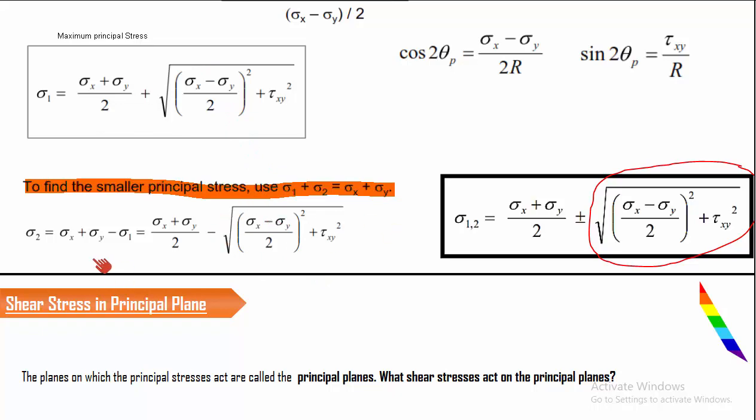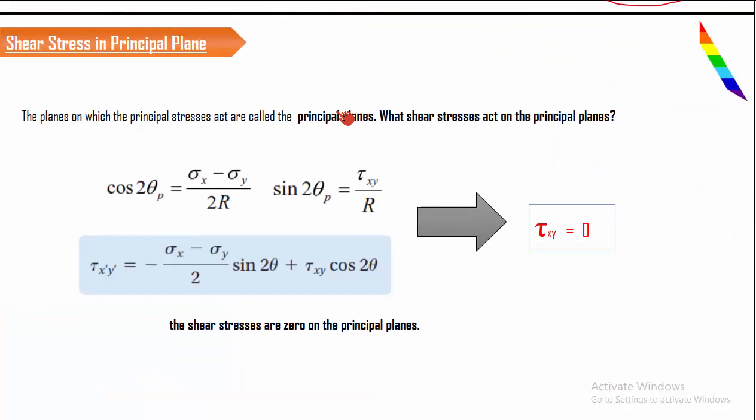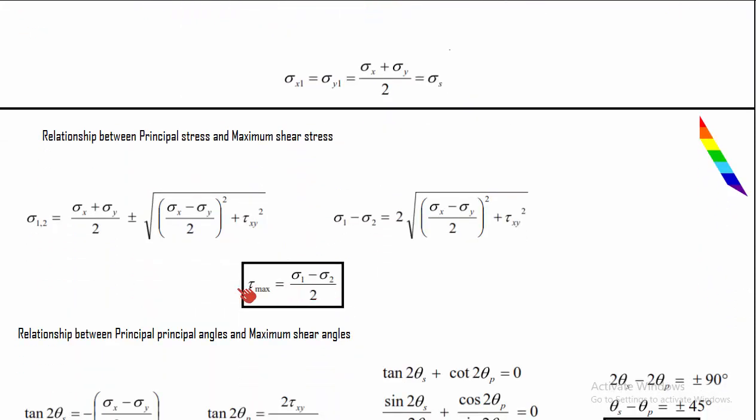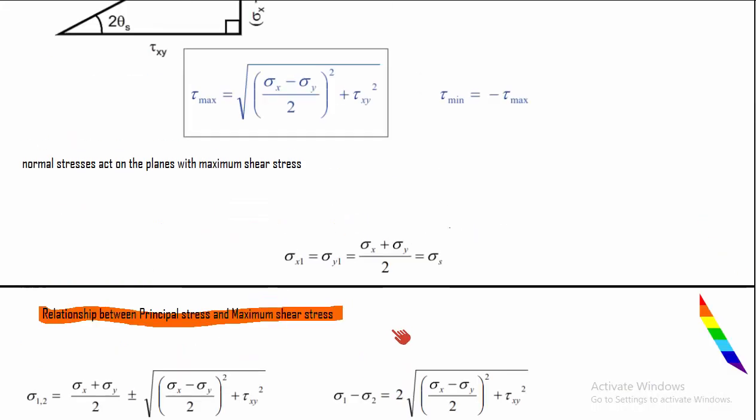So 2 into root of this will be equal to sigma 1 minus sigma 2, and we know that root of this value is nothing but tau max. So sigma 1 minus sigma 2 is nothing but 2 tau max. So tau max is going to be sigma 1 minus sigma 2 by 2. It's very simple. You subtract these two, and you get it like this. So sigma 1 minus sigma 2 divided by 2 is also tau max. This is an alternative method, and that is how we relate the principal stresses and the maximum shear stress. It's a very simple derivation. So all these things can be easily calculated.